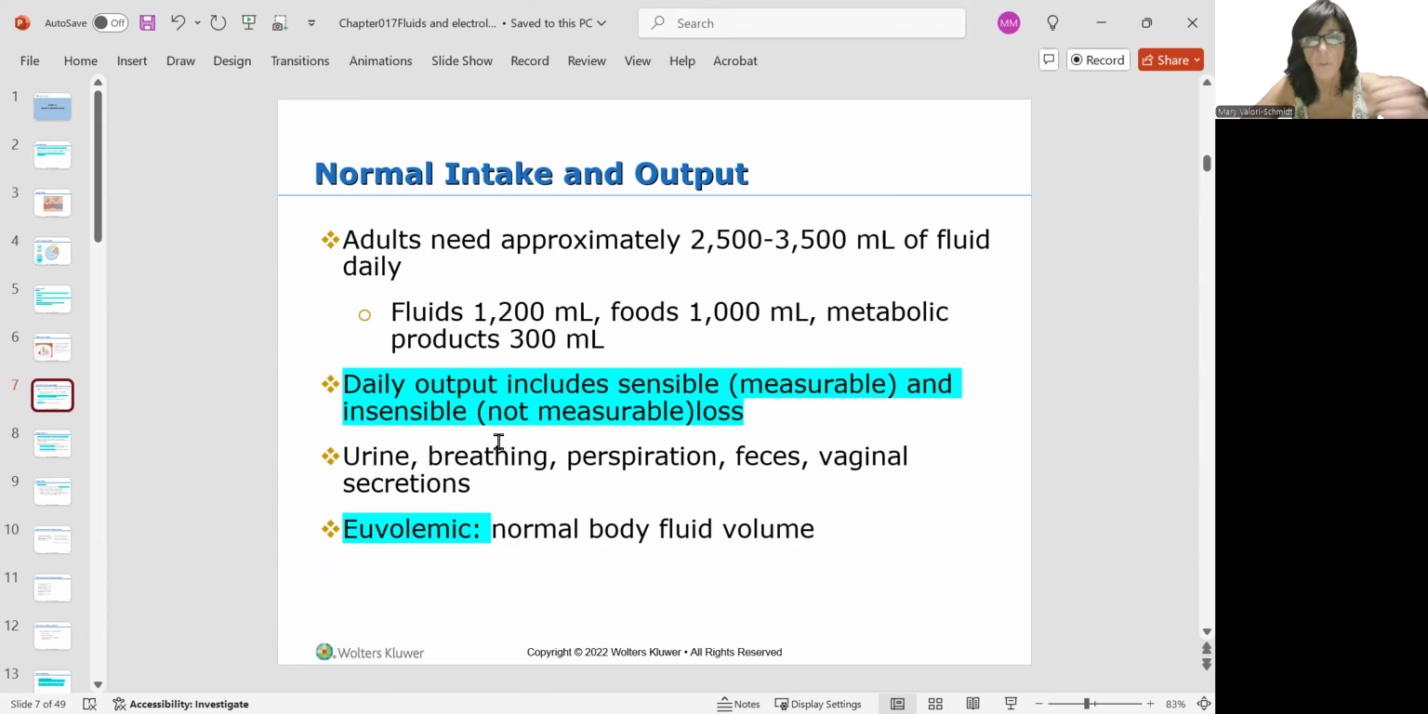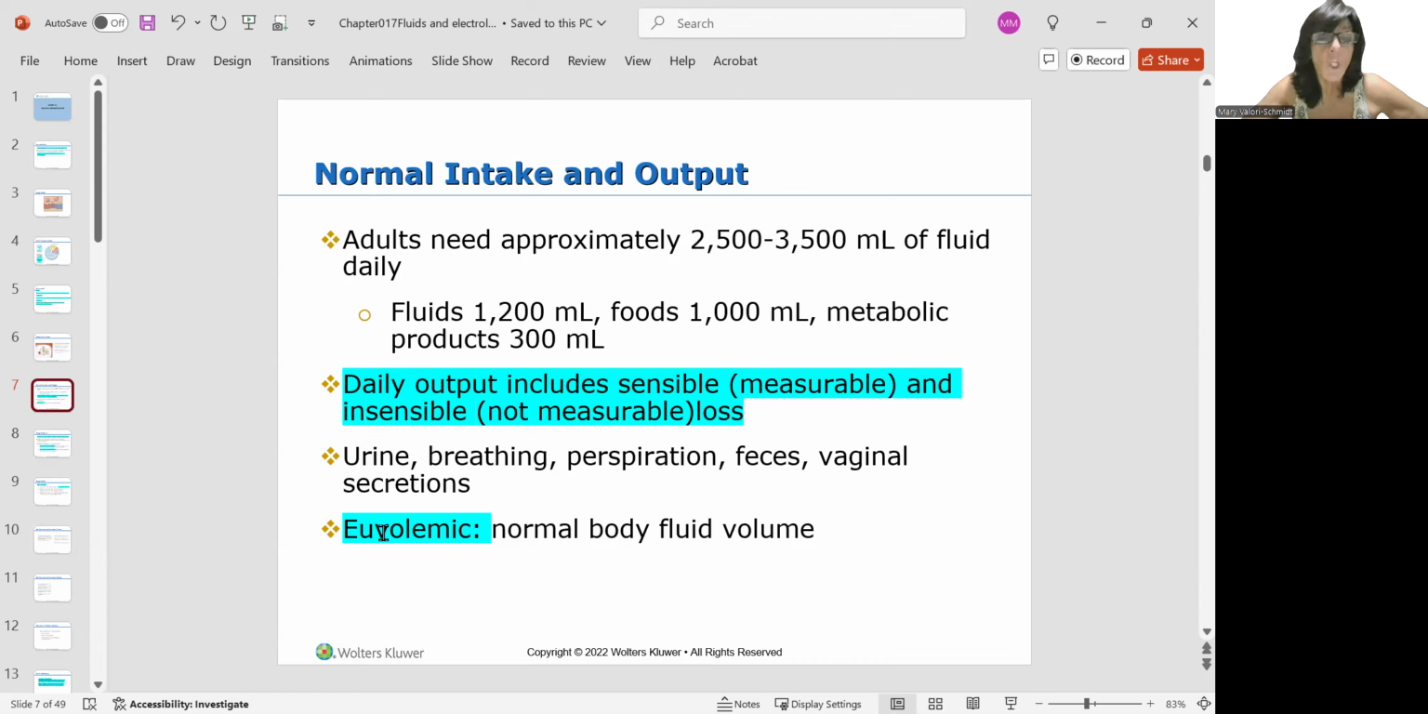I want to make sure that you're familiar with those two terms. Sensible loss is the fluid that you lose that's measurable. We can measure your urine, right? We can measure vomit, right? There's fluid loss through vomit, that kind of thing. Insensible loss is the loss that's not measurable. It's going to be real hard for me to measure your sweat, right? Vaginal secretions. So just know the difference between sensible and insensible loss.